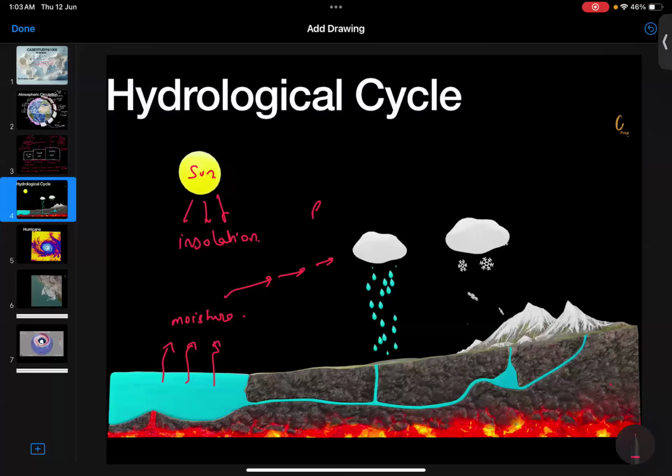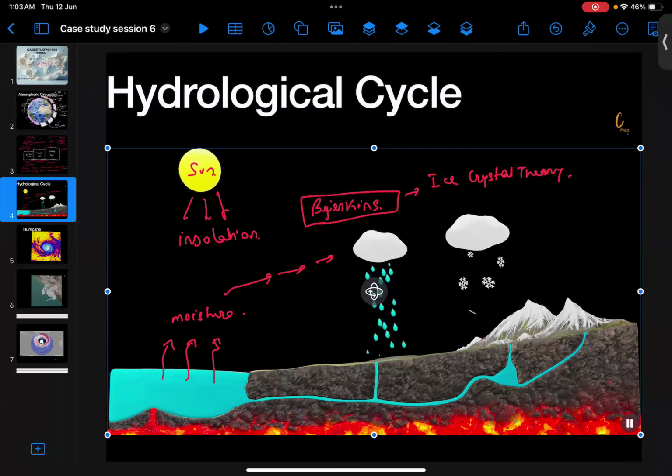Okay, here we can apply Bergeron's process. Okay, we can understand this from Bergeron's process. He has provided us the ice crystal theory. Okay, the ice crystal theory, which is helping us to understand the formation of precipitation. Okay, here we can see that the rainfall is taking place at one place, and at another place there is snowfall taking place.